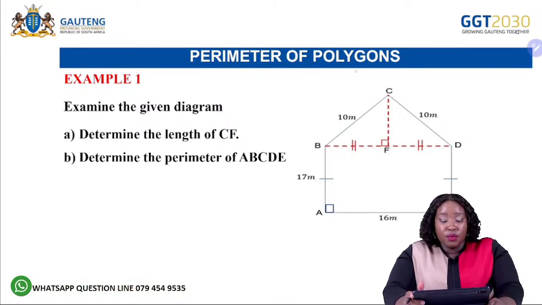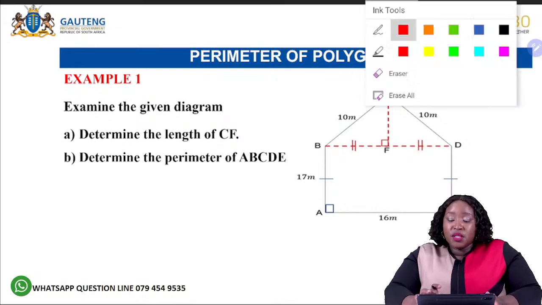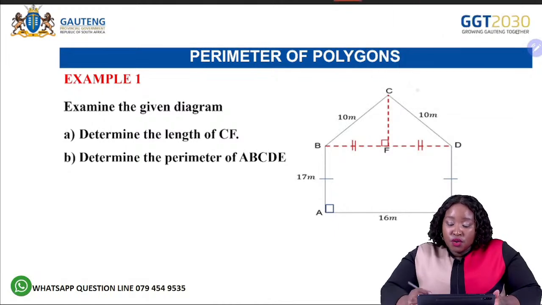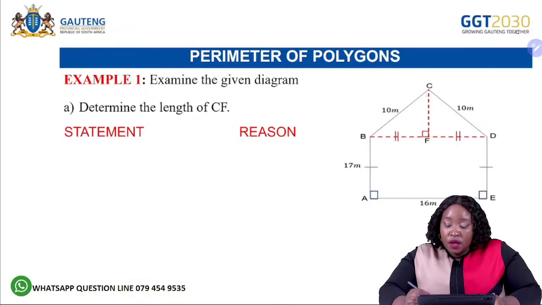All right. I'm going to do this one with you. So here what we start off with is to look for the length CF, right? Do we see where CF is? So CF is actually the height of the triangle BCD, this one. This is what we are looking for, okay? So we are looking for this side, this height, okay?